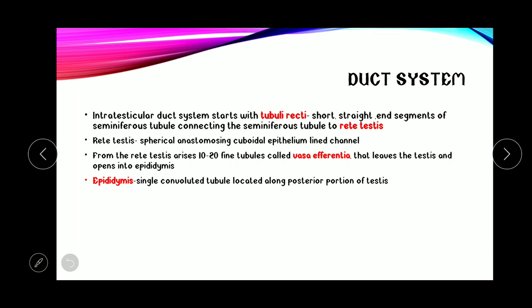Now the duct system of the male reproductive system. So the intratesticular duct system, that is inside the testis, starts with the tubuli recti. We will see the diagram. Tubuli recti are the short straight segments of the seminiferous tubule leading to the rete testis. Rete testis is a spherical anastomosing organ, anastomosing means it unites the different seminiferous tubules, and from the rete testis arise 10 to 20 fine tubules called vasa efferentia that leave the testis and open into the epididymis. Epididymis is a single convoluted tubule located along the posterior portion of the testis.